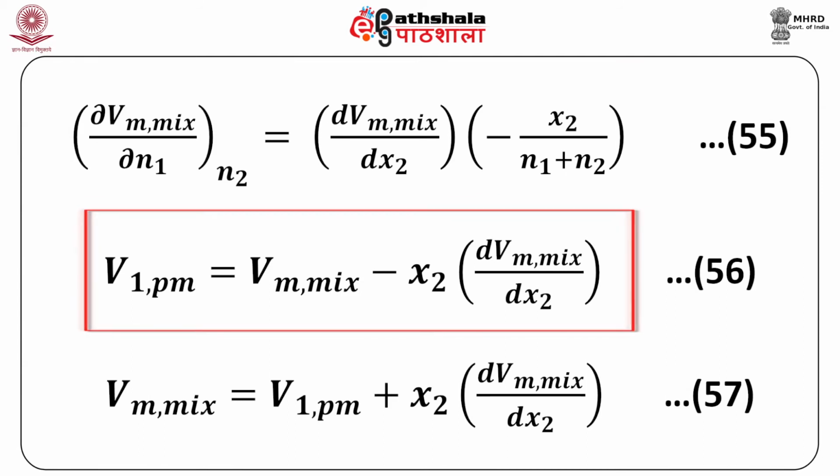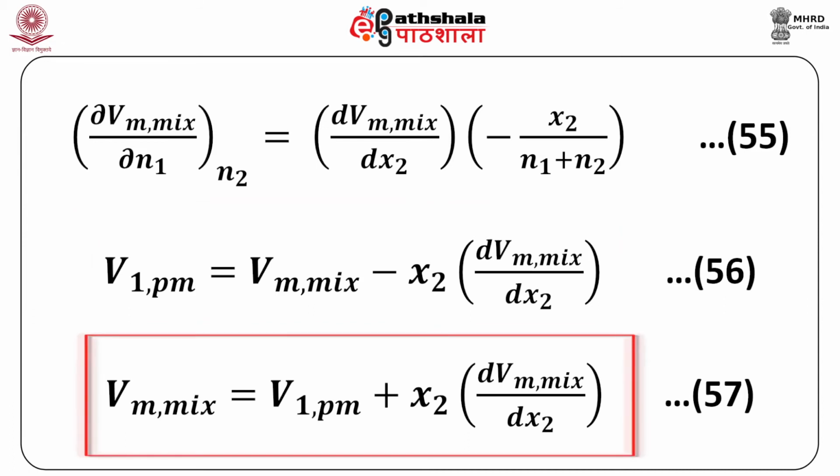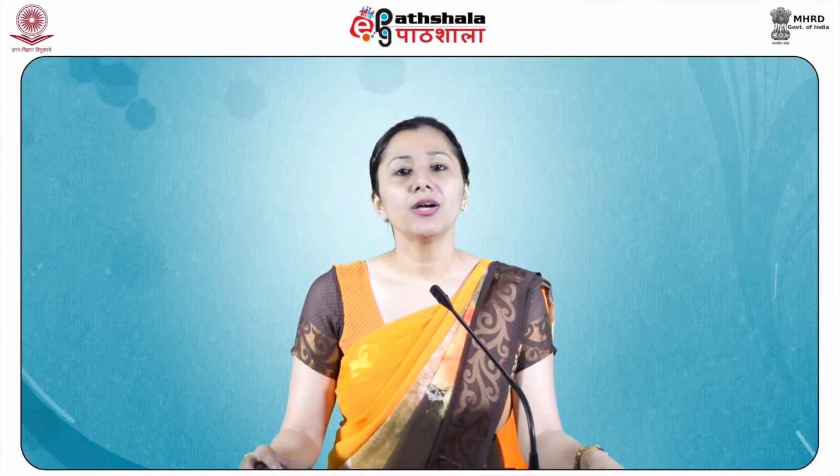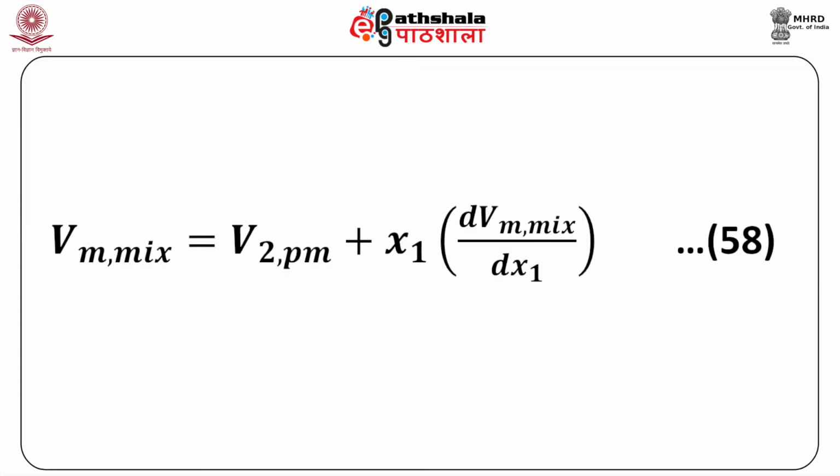Putting this expression in equation 50, we get V1 Pm equals Vm mix minus Chi2 into dVm mix by d Chi2, as our equation 56, or Vm mix equals V1 Pm plus Chi2 into dVm mix by d Chi2, as our equation 57. Similarly, for the second component, the partial molar volume will be given by Vm mix equals V2 Pm plus Chi1 into dVm mix by d Chi1, as our equation 58.